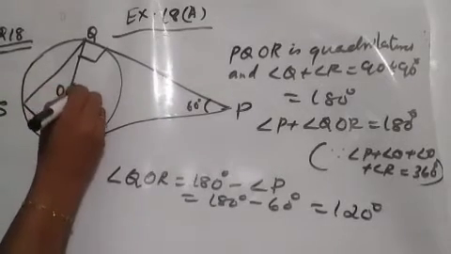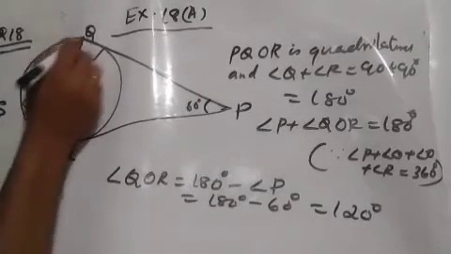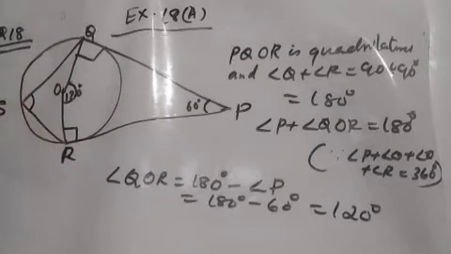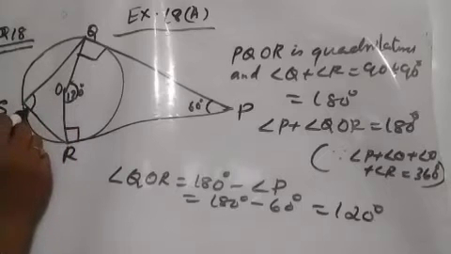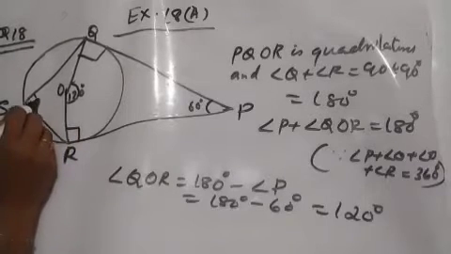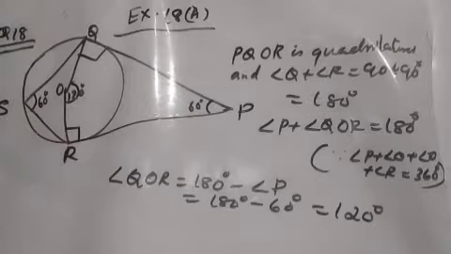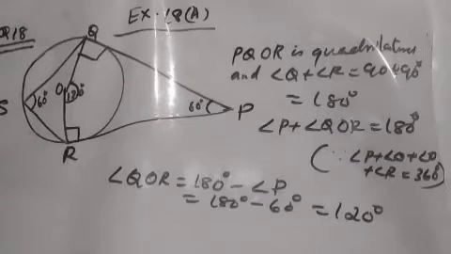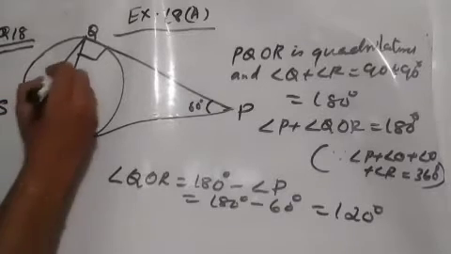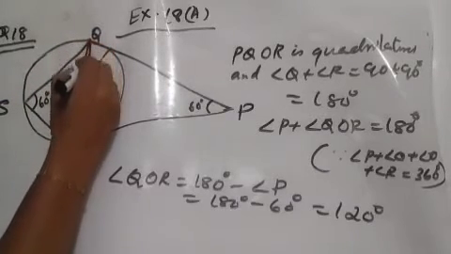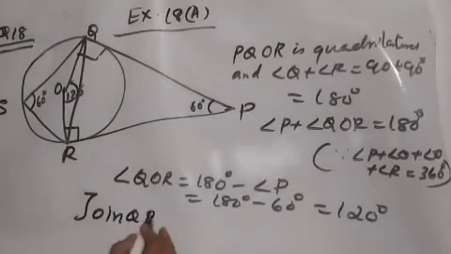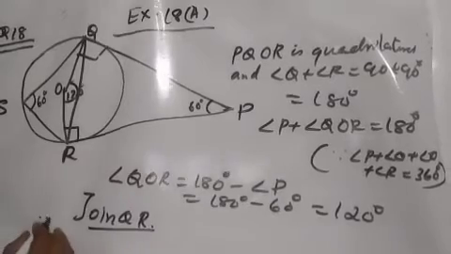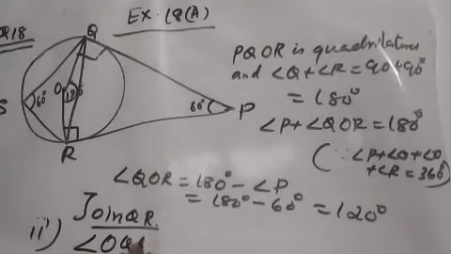So can you say what is the measure of QSR? Yes, by the theorem, central angle is double that of the angle in the remaining part of the circumference. So this is 60 degrees, half of 120 degrees. Second, we have to calculate angle OQR. So let us join QR. Okay, second question, angle OQR.